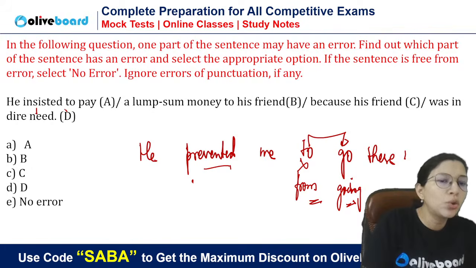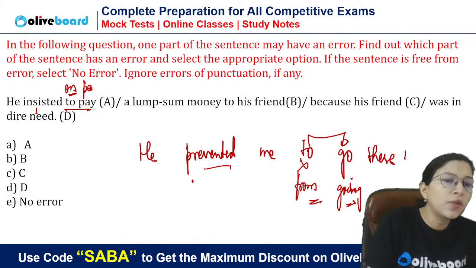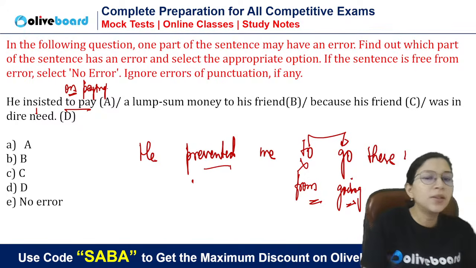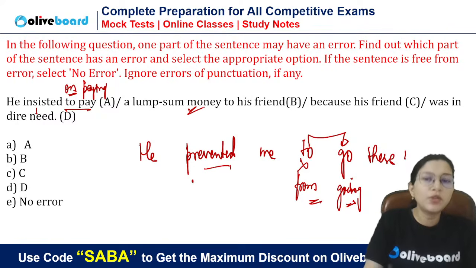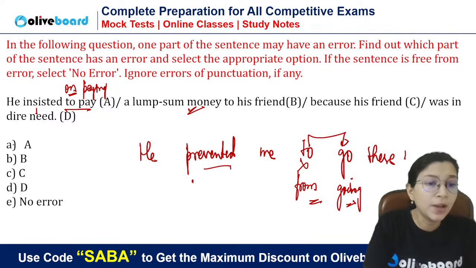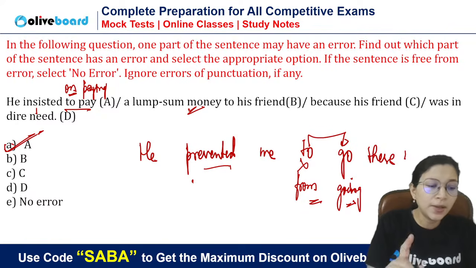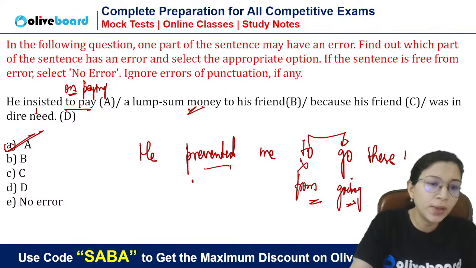Same is the thing with insist to do something or insist on. So first of all, you will change to into on, and then you will change pay into paying. He insisted on paying a lump sum money to his friend because his friend was in dire need. So the error lies in A part. Is it clear? Insist on doing something.